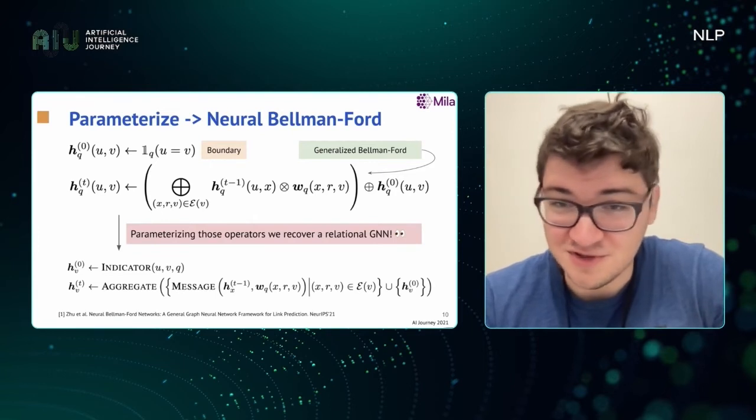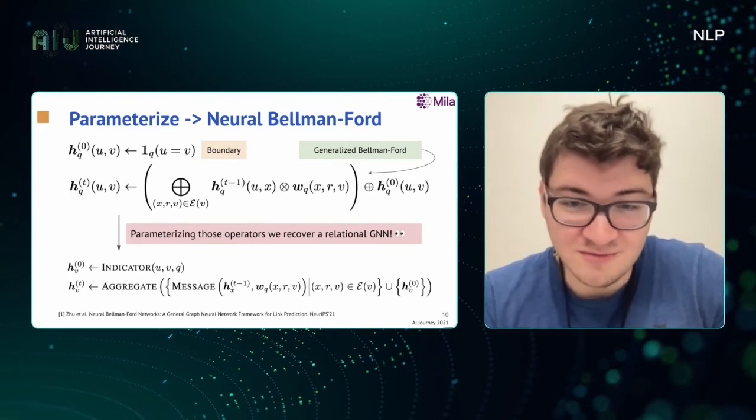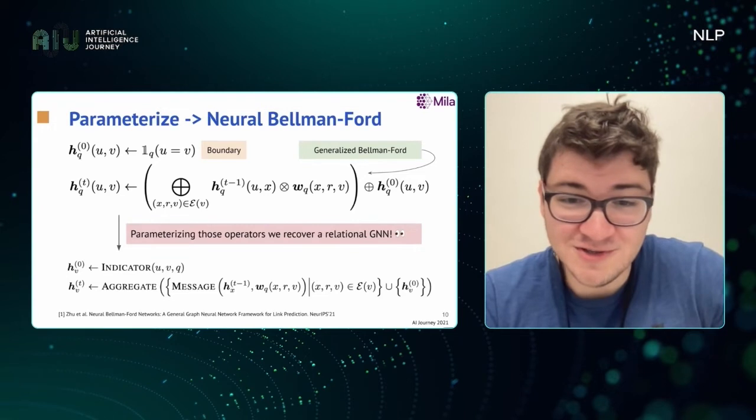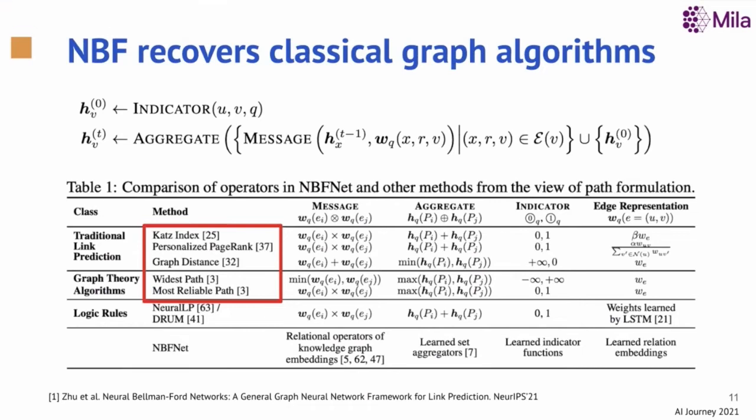And the last trick is parameterizing this generalized algorithm, and at the end we receive aggregate messages and message passing, which can integrate the aggregate messages and the indicator. You see it at the bottom. So by parameterizing these operators, we receive a relational GNN. This was the scholarly approach to Bellman-Ford regarding neural networks.